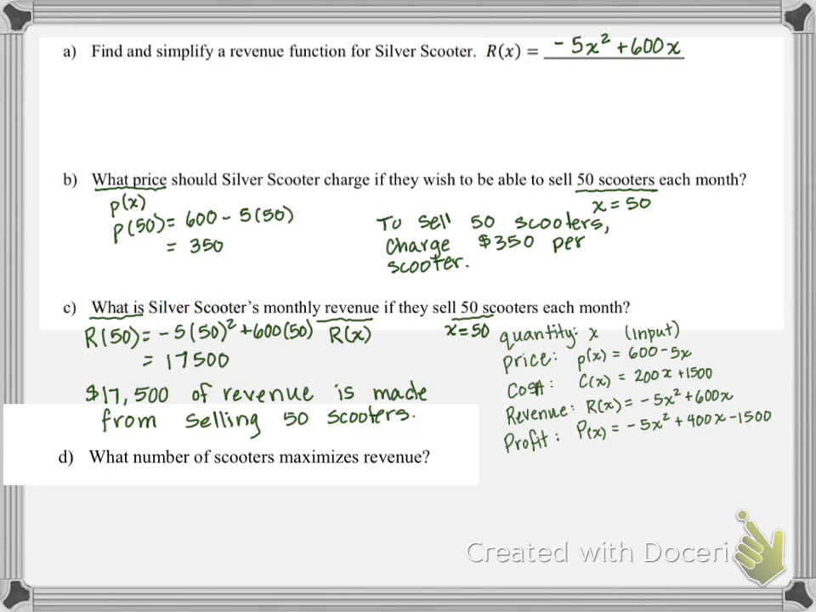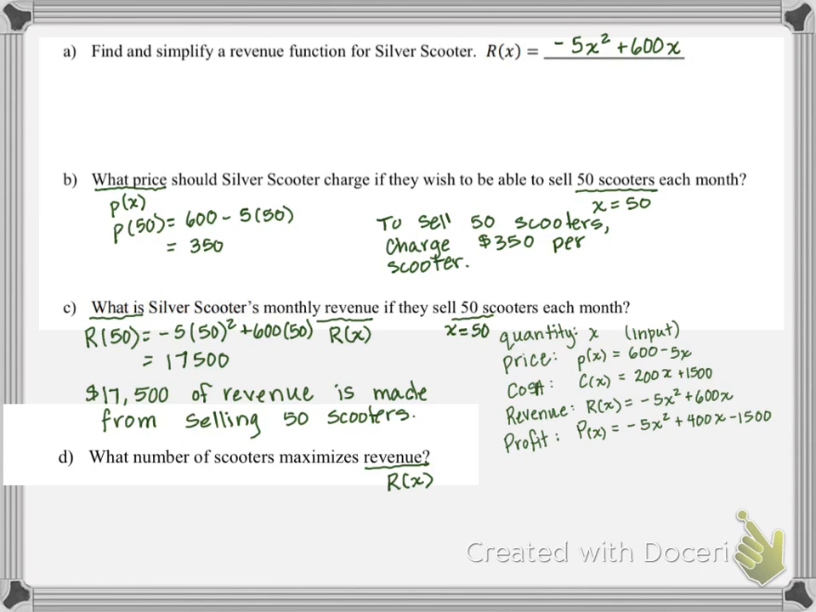So then part D says what number of scooters maximizes revenue. So what function should I use? Yeah, the revenue function. Remember we talked about yesterday, whatever it is that you're maximizing or minimizing has to be the output of your function. So the output of the revenue function is revenue, which means that I have to maximize the revenue function.